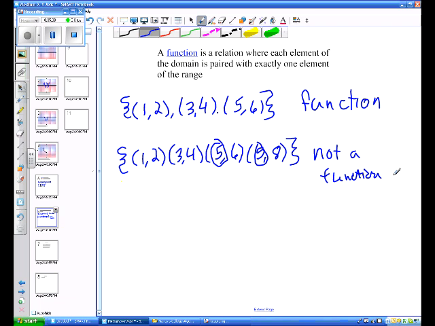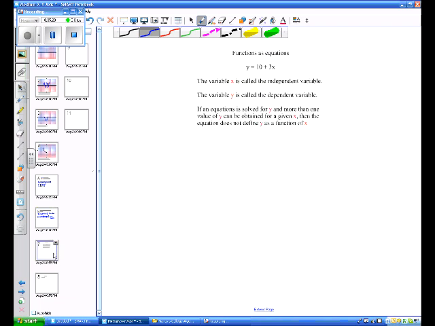Now we need to be able to determine if something is a function even if it's not listed as a set of ordered pairs. So we want to look at functions that are given as equations. If we're dealing with functions as an equation, that's where you're talking about something like y equals 10 plus 3x or y equals x squared minus 2. So we're looking at functions as an equation.